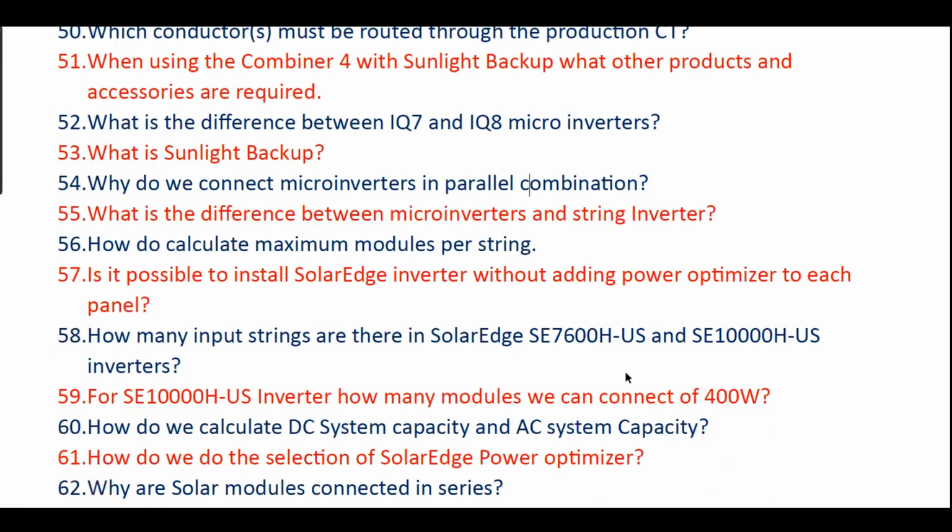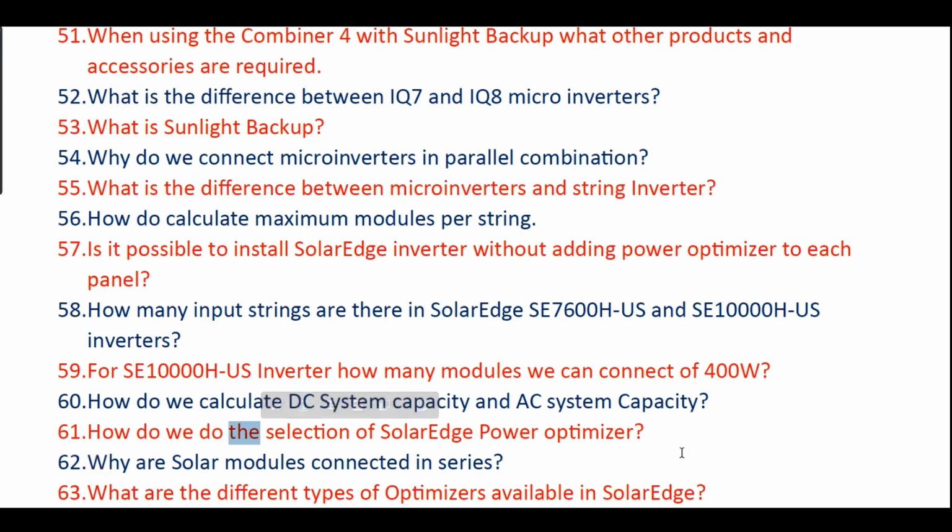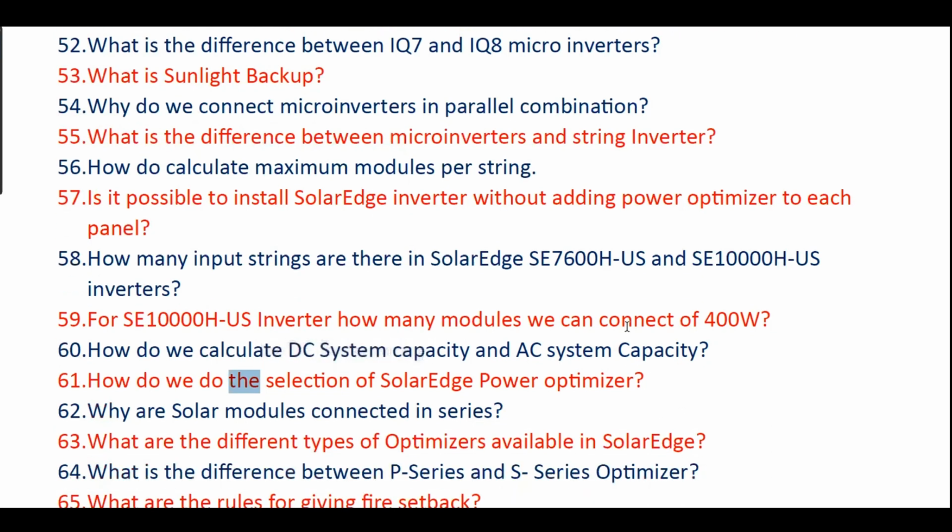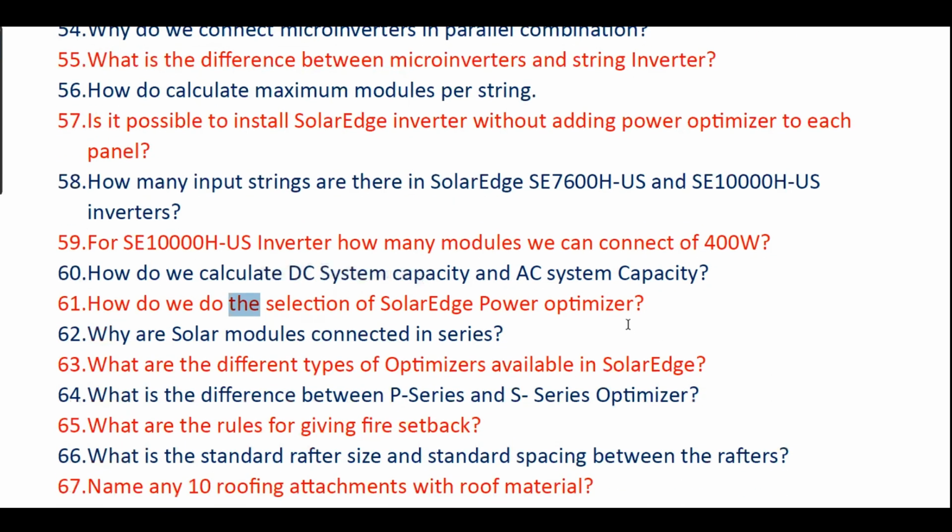How many inputs are there in SolarEdge inverters? For an inverter, how many modules can we connect for 400 watt? How do we calculate DC system capacity and AC system capacity? How do we select a SolarEdge power optimizer? Why are solar modules connected in series? What are the different types of optimizers available in SolarEdge?